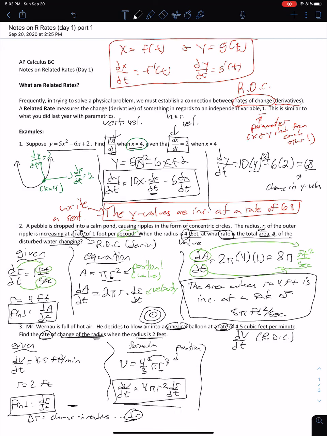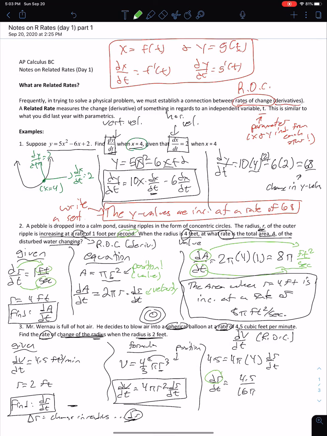And now I can plug in. dV/dt is 4.5 equals 4 pi. The radius, which was 2, square that radius, we get 4 dr/dt. So I solve for dr/dt. You should be able to do this really quickly in your head. 4.5 over 16 pi. Notice I don't simplify it. You can if you want to. But I got to get my units.